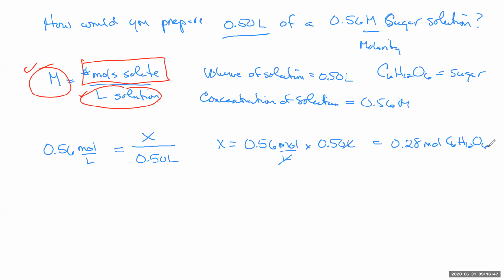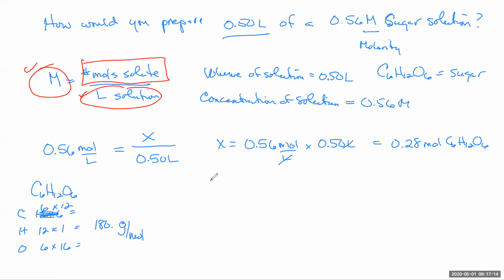So knowing moles is great, but you can't measure in moles, you have to measure in grams. So we're going to have to convert moles to grams. So we need the molar mass of C6H12O6. We're going to have 6 carbons times 12 each. For the hydrogens, we have 12 of them times 1. And for the oxygen, we have 6 of them times 16. If you add that all up, you should get 180 grams per mole.